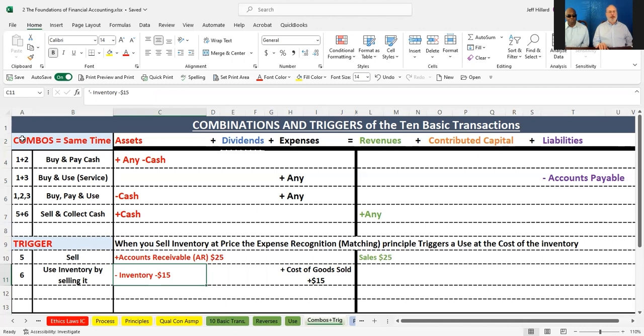That's the end of combinations, triggers, use, and reverses. We're moving on. Just keep moving.